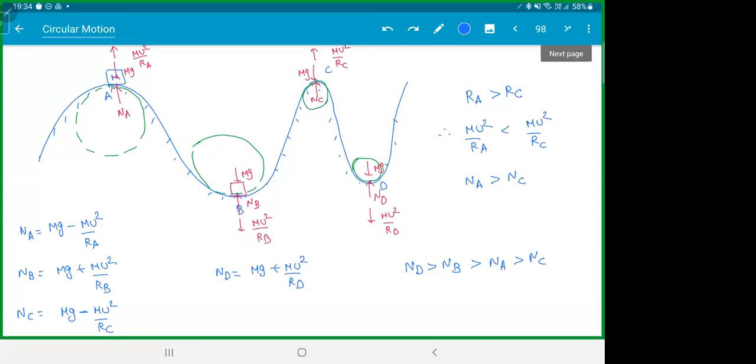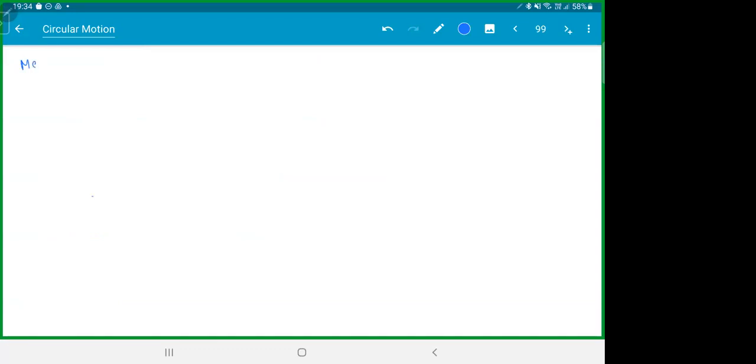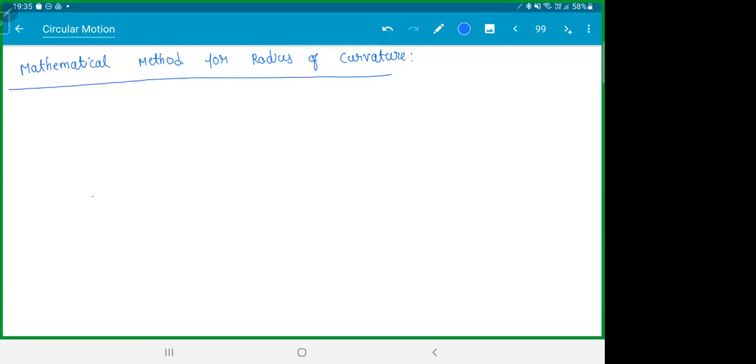Next thing, there's another way to find the radius of curvature, the mathematical value for radius of curvature. This will be slightly out of portion. If at all they ask you something like this, they have to explain this in a paragraph and ask you. So let's say we have some random curve. You're trying to find this radius here, R.